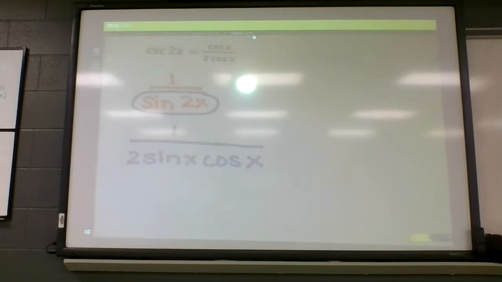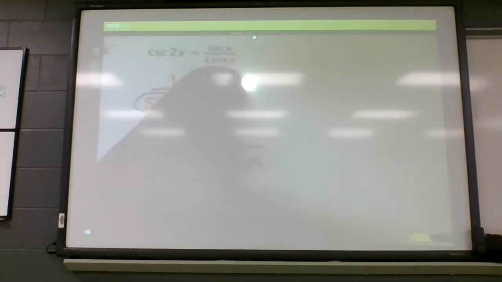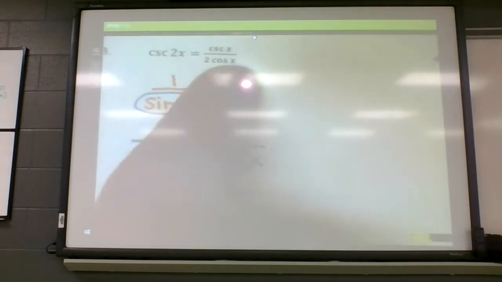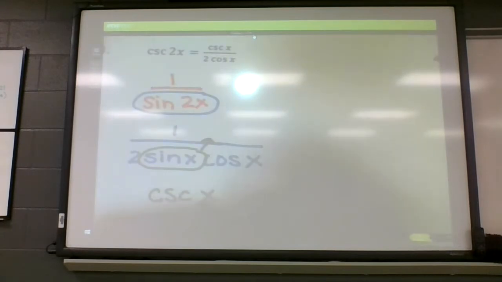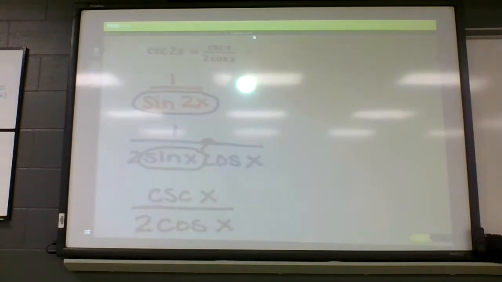And then always remember where we're trying to get. So remember we're trying to get to here. Uh-huh. Cosecant over 2 cosine. Well, the next thing is I have the 2 and I have the cosine, but I need a cosecant. So what can happen to make a cosecant? Cosecant is the reciprocal of sine. So that sine moves to the numerator and becomes a cosecant. So it's cosecant of x and then left in the denominator 2 cosine of x.